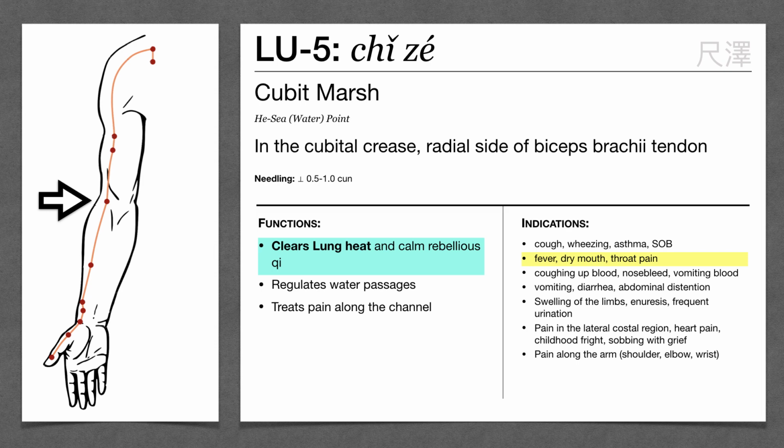So lung 5 clears heat, both excess heat and deficient heat. This can manifest as fever, dry mouth, or even certain bleeding conditions. If the heat goes into the chest, we can get chest pain and shen problems. Then lung 5 also regulates the water passages, treating things like edema, swelling of the limbs, and urination problems.